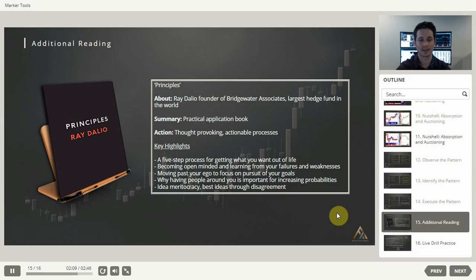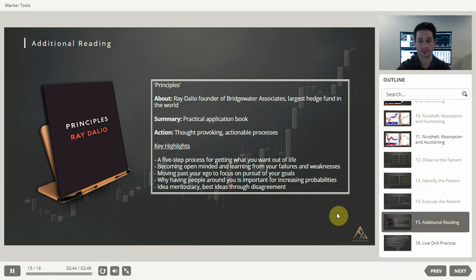And lastly, the idea of meritocracy and the best ideas through disagreement. This is a fascinating concept, because what it ultimately says is that the whole idea of brainstorming is not as effective as people think, but rather disagreeing with people is the best way to ultimately get some of the best ideas. So definitely read this book, put it on your wish list, and make sure you get it and read it as soon as you can.